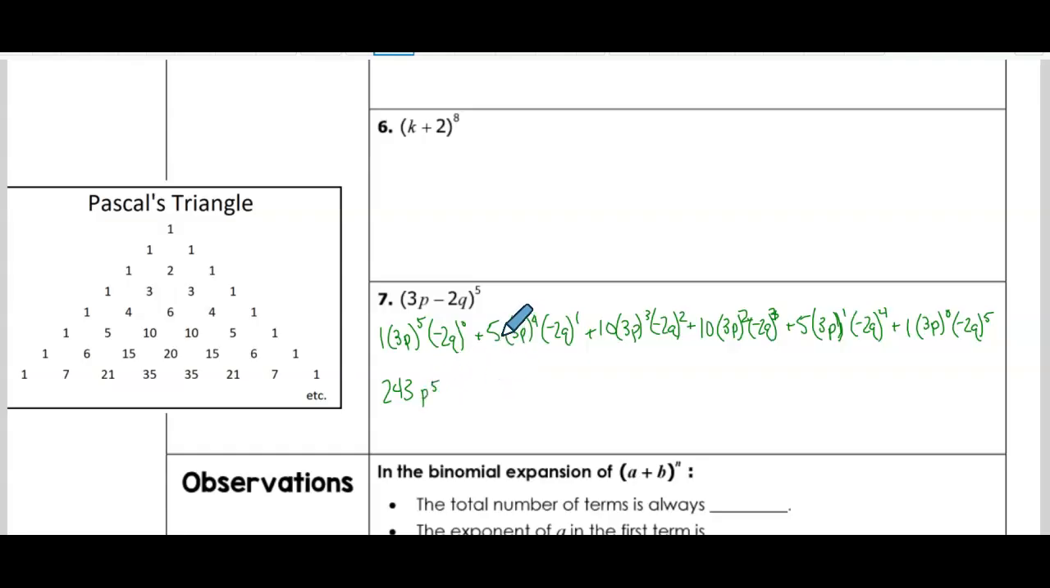Next one down, we've got to do 3 to the 4th times negative 2 to the 1st times 5. Well, that negative 2 to the 1st is going to become negative, so the whole thing is minus. And if I multiply 5 times 3 to the 4th times 2, I'm going to get 810. And it's p to the 4th, q to the 1st. Okay, now I go 10 times 3 cubed times 2 squared. Negative squared is positive. 10 times 3 cubed times 2 squared. And that's going to come out to 1080. Get my exponents right.